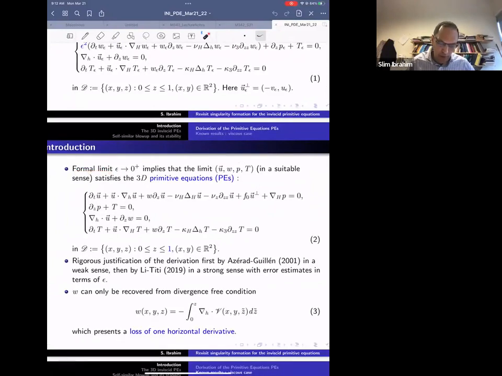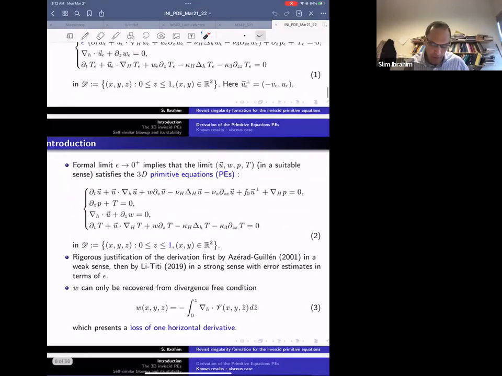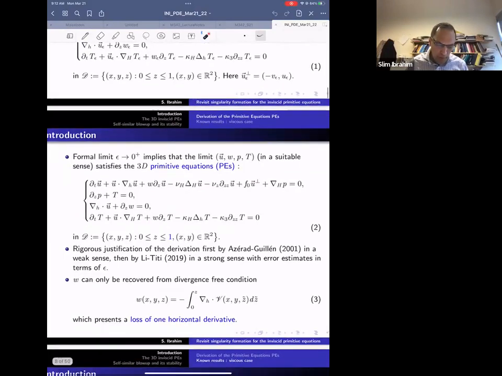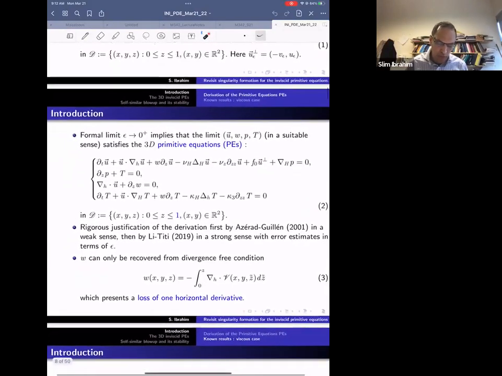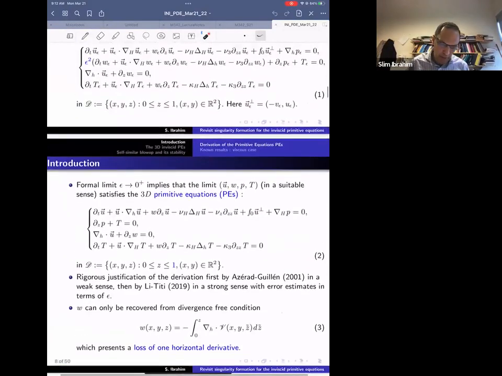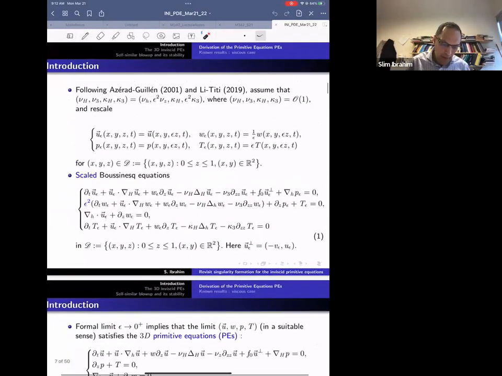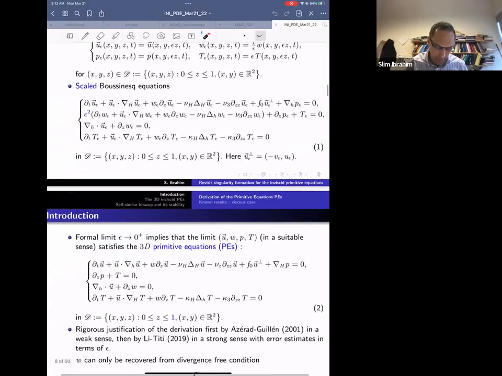When you take epsilon going to 0, then formally what we get is the very famous primitive equations, with all the parameters, Coriolis and the viscosity. Good. So this formal computation was, as I said, first carried out by Azerad and Guillén, and then more recently by Li and Titi.